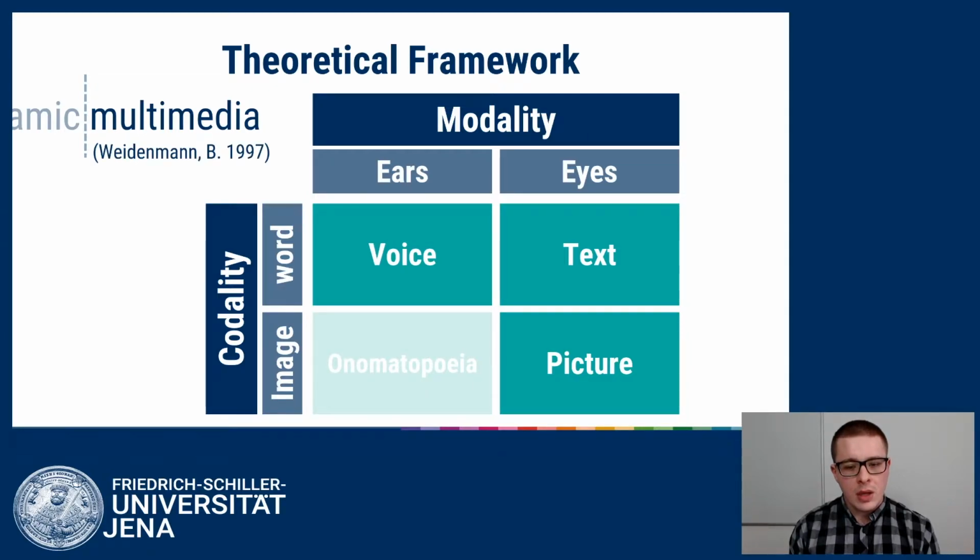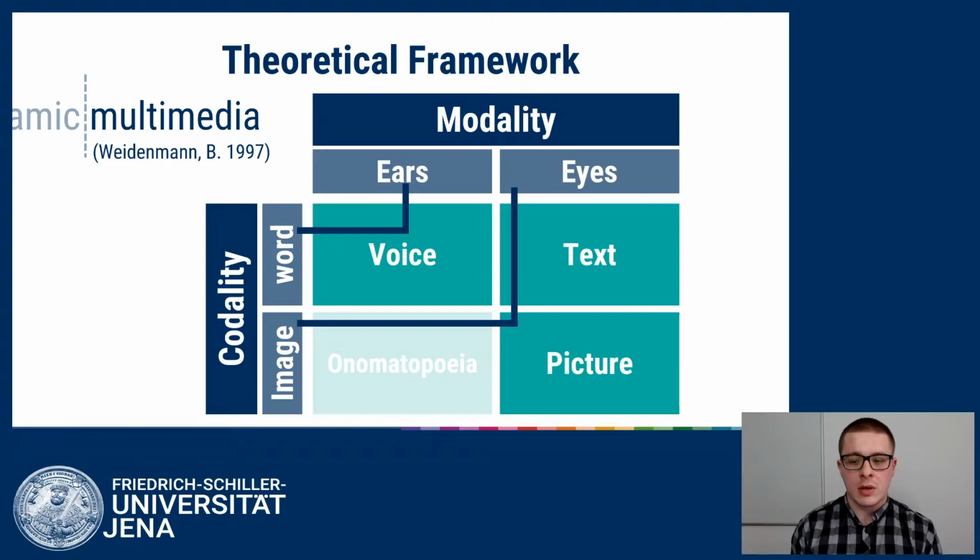And for a medium to be called a multimedium, it has to contain 2 different forms of modality and 2 different forms of codality. So the easiest and most common combination would be voice and pictures, because with that there are 2 different forms of modality as well as 2 different forms of codality, but it may as well contain text. So what this allows us to do is to scientifically frame the term video as a dynamic multimedium and thus make it accessible for research.